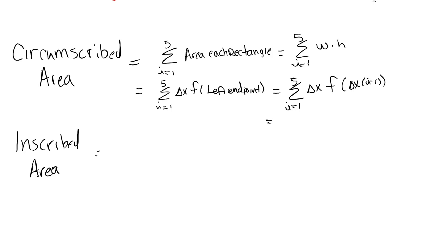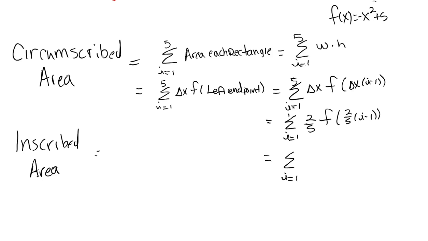So filling in the details for our particular example, the delta x was 2/5. We have f at 2/5 times i minus 1. And then the f of x for our example is negative x squared plus 5. So I can also fill that in. Everywhere I see an x, I'm changing it to 2/5 times i minus 1. That'd be negative, 2/5 times i minus 1, squared, plus 5.